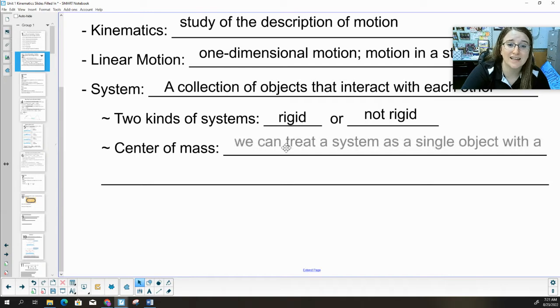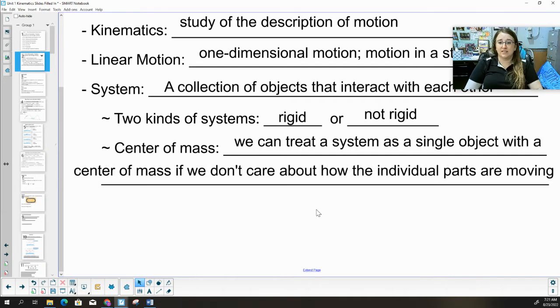We'll be referring to center of mass often as well. We can treat a system as a single object with a center of mass if we don't care about how the individual parts are moving. So for example, our body has arms and legs that can move independently, but really what we care about for a human is how their center of mass moves, which is right here in our gut is where our center of mass actually is.